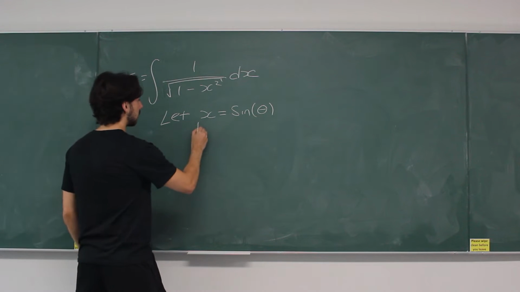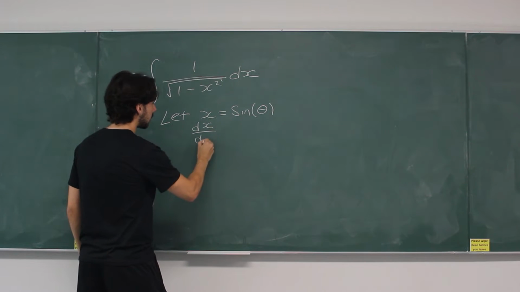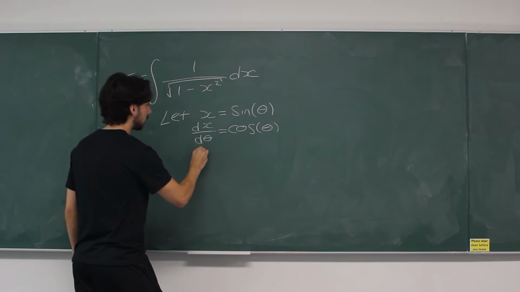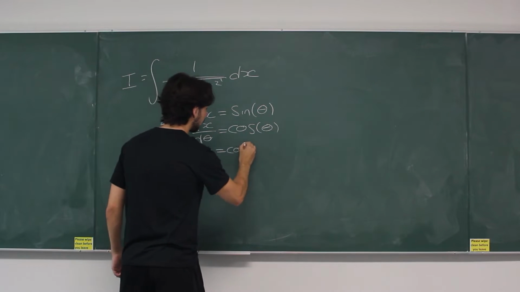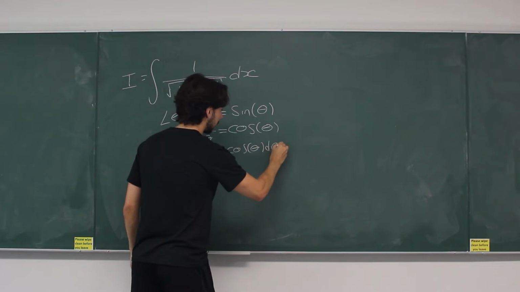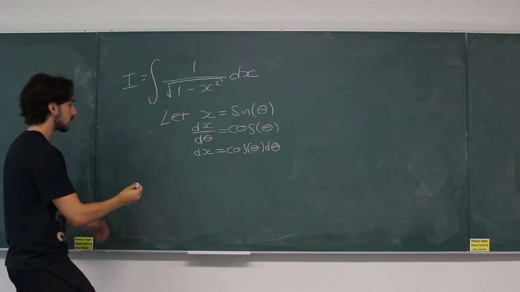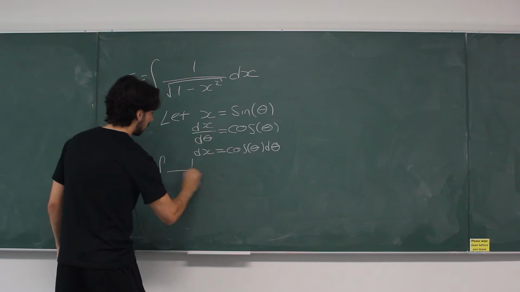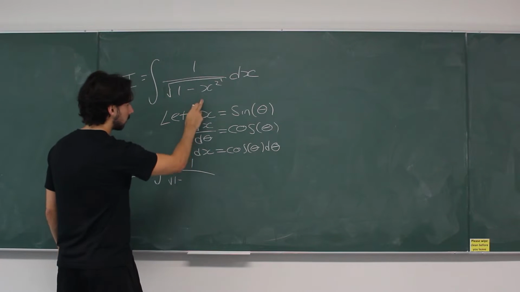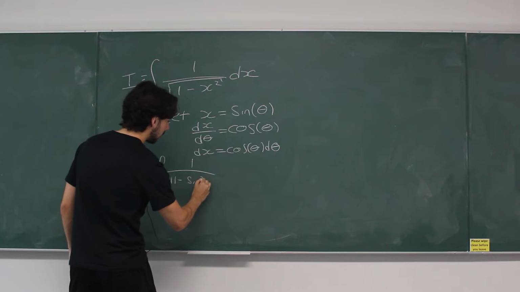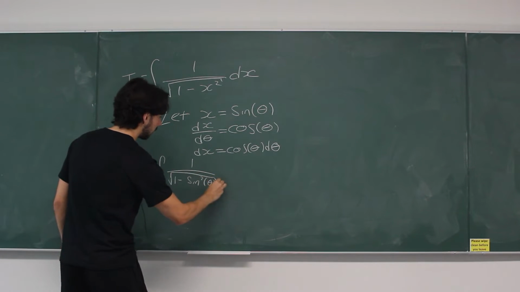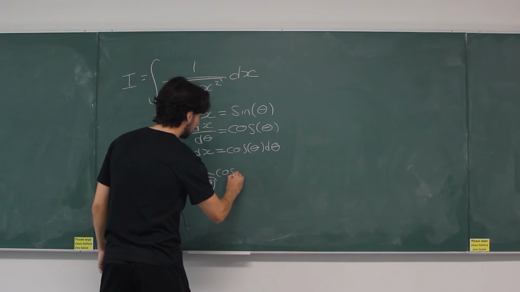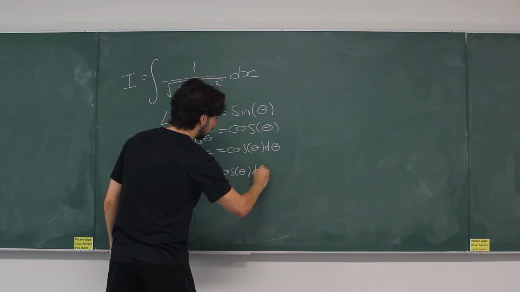So with that, let's see what d theta is. So dx d theta will be cos theta, of course. Okay, and that means that dx would have to be cos theta d theta, like that. Okay, now let's actually fill everything in. So our integral, which I've labelled I, is just going to be the integral of 1 over the square root of 1 minus, x is sine theta, so sine squared theta. Okay. And dx is cos theta d theta. So cos theta d theta, like that.